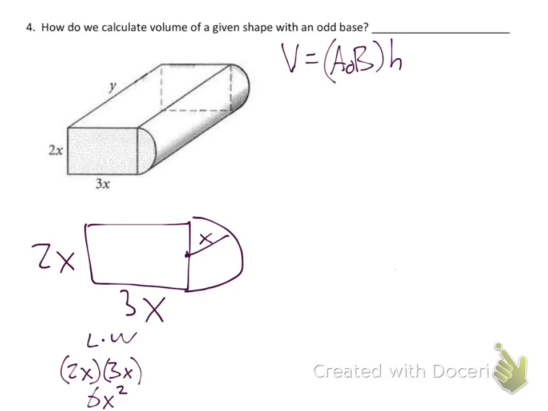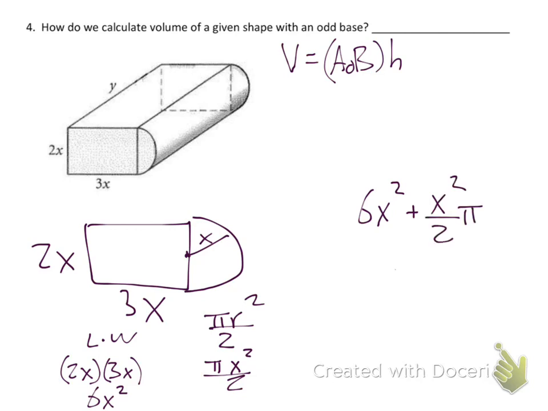Now we have to find that semicircle or half circle. That's pi r squared over 2, because it's half of a circle. And the radius is x. So it's pi x squared over 2. That's the area right there. I have a rectangle and half of a circle. The total area of that face is 6x squared plus x squared pi over 2. Do you guys agree with that? But that's the area of the base, right? That is this thing.